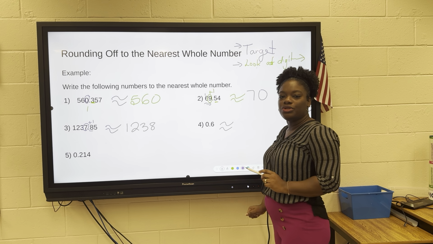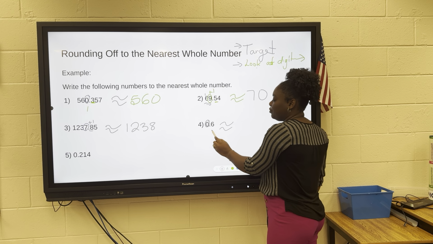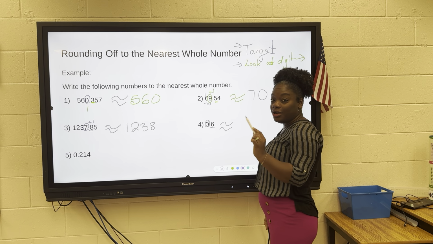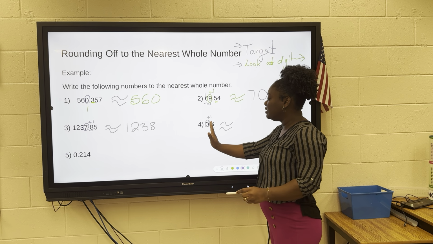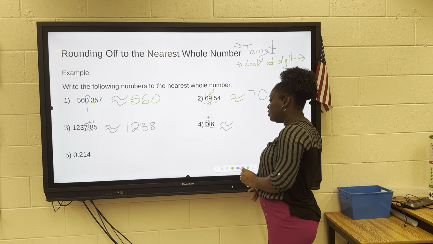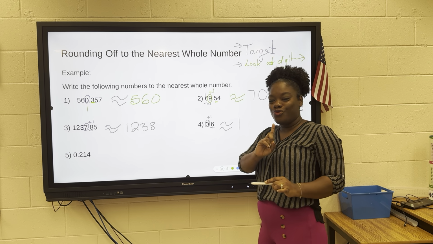Let's look at number 4. How do you think we'll do this one? What's our target? Very good. 0. Look to the right, rounding up or remaining. Yes, we're rounding up because this is 5 or more, the digit to the right, right? So that's 1 plus 0 equals 1.